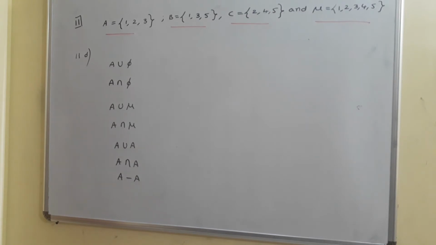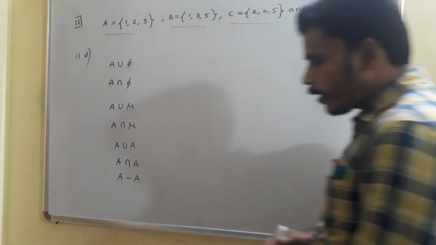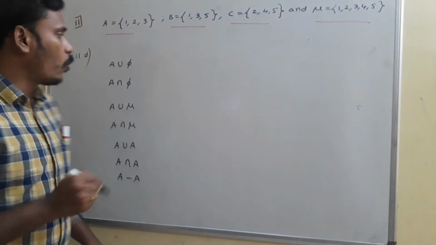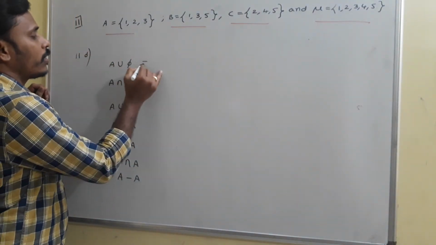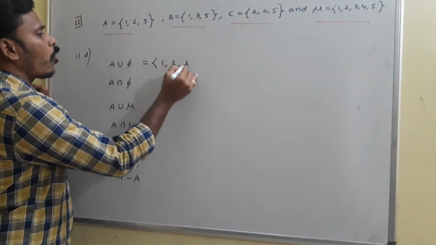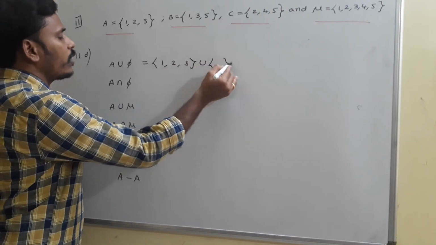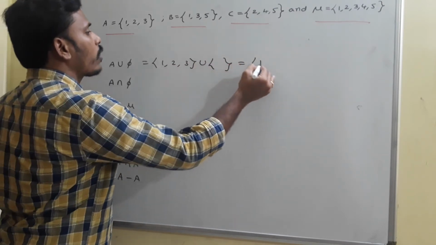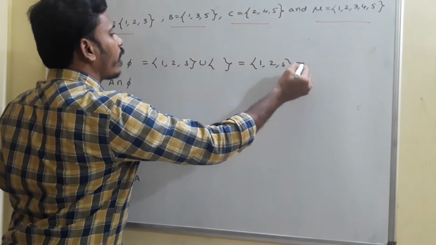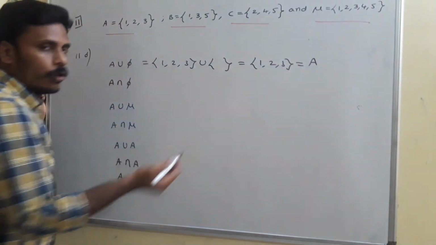A union empty set. What is A? A is the set containing 1, 2, 3, union empty set. See, union means we need to write all the elements. Since nothing is there in the empty set, writing all the elements is simply nothing but again writing A itself, and that is A only.